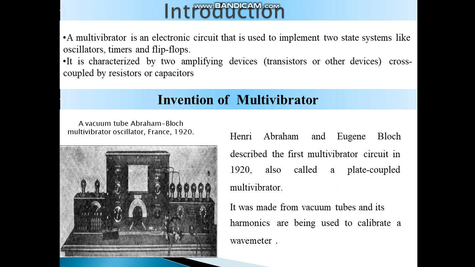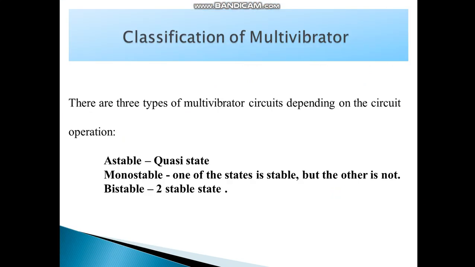Introduction. A multivibrator is an electronic circuit that is used to implement two-state systems like oscillators, timers and flip-flops. It is characterized by two amplifying devices cross-coupled by resistors or capacitors. Invention. Henry Abraham and Eugene Bloch described the first multivibrator circuit in 1920, also called a plate-coupled multivibrator. It was made from vacuum tubes and its harmonics were used to calibrate a wave meter.